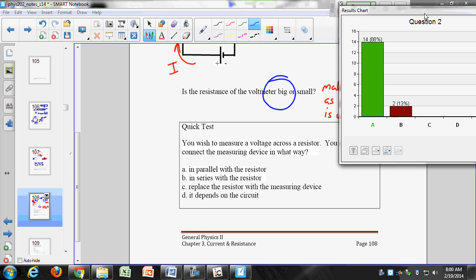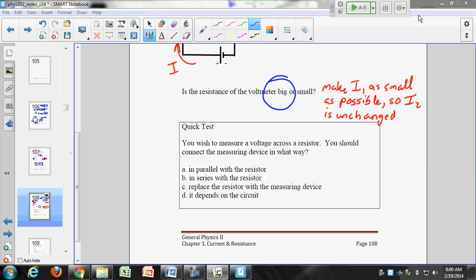So you can see similar questions, just multiple choice questions regarding how you hook up a voltmeter and ammeter and how the resistance of those two devices are and why they are that way, so that they change the circuit as little as possible.